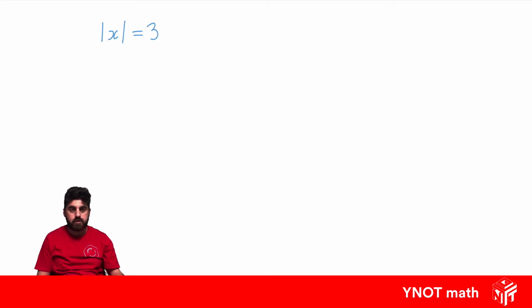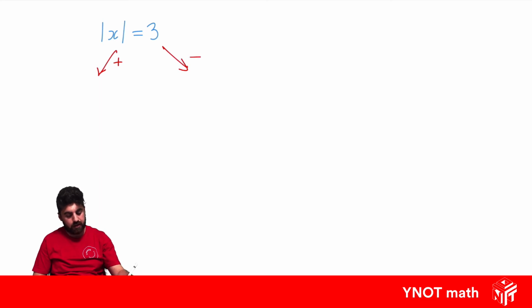And in our introduction to absolute values video, we spoke about having the absolute value of an unknown, and you need to take two cases, because we don't know if x was originally positive or negative to get that value of 3. So we take two cases. We take one where everything in the absolute value is positive, or one where everything in the absolute value is negative. And we go ahead and solve those equations.